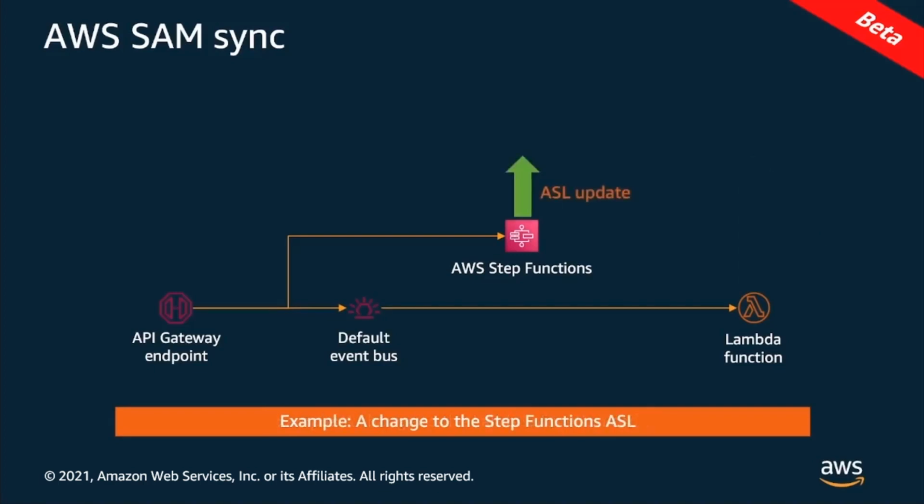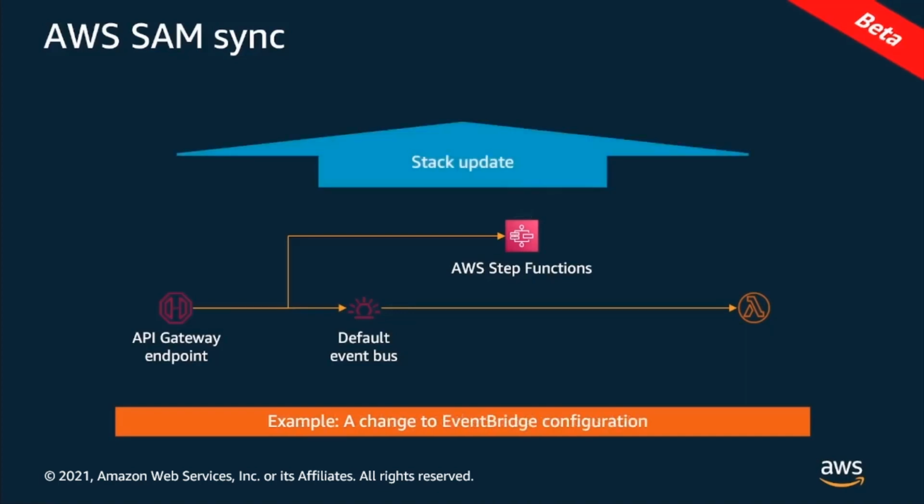So the same thing with ASL. If you have a separate ASL template and you're updating your Step Functions, then that's all that gets pushed. It's a quick push to say, let's update this, and that's it. Everything else is left alone. But what about EventBridge configuration? Well, that's a configuration, so we're going to do a stack update that changes just those configurations.